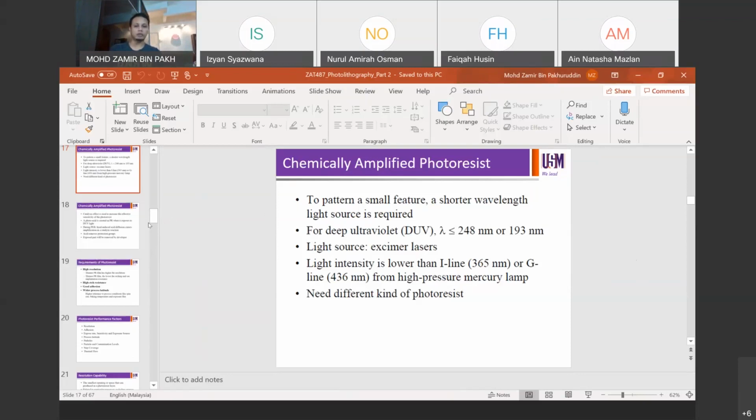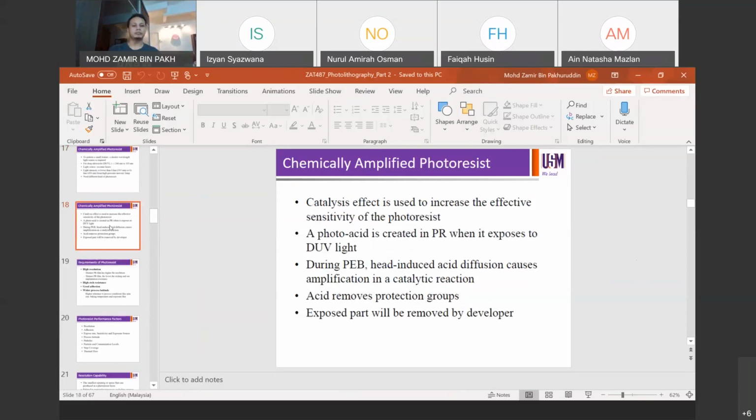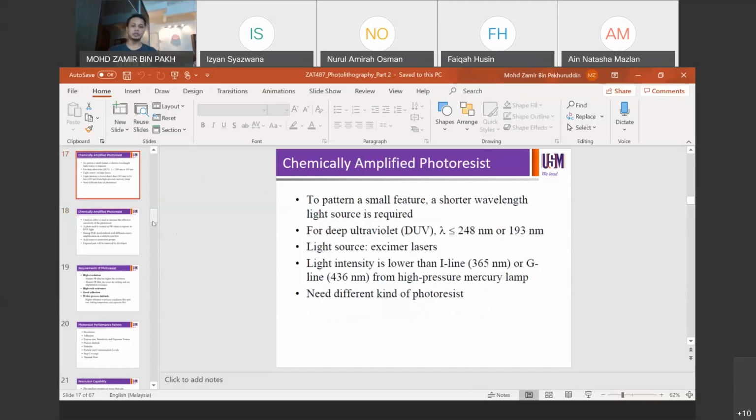Okay, let's go to the field part. So on this page, the content covers chemically amplified photoresist that we normally use in a DUV system for 248 or 193 nm illumination sources by excimer lasers.